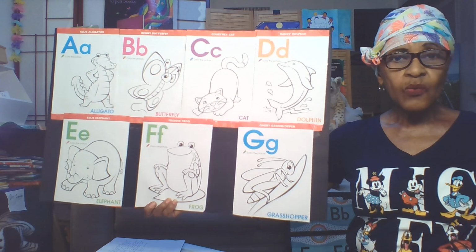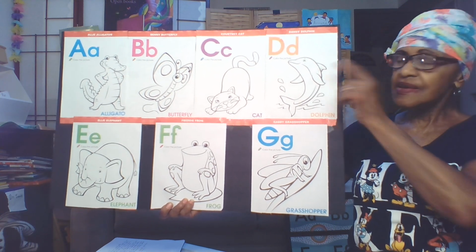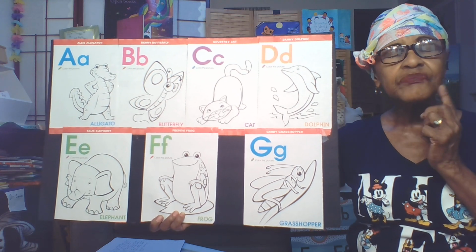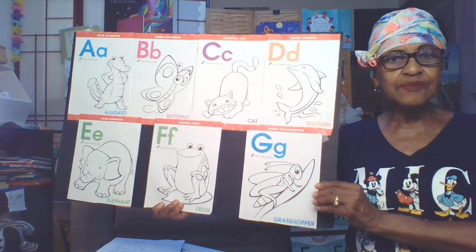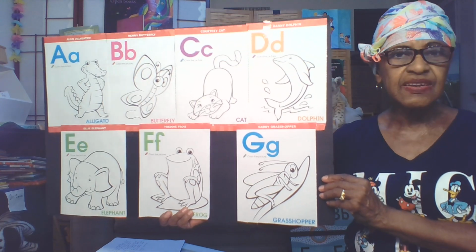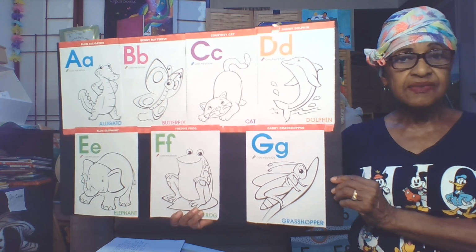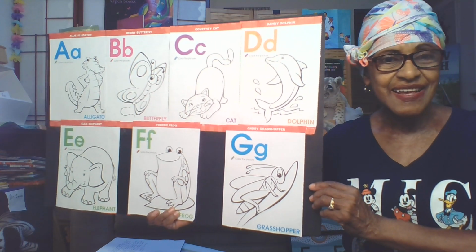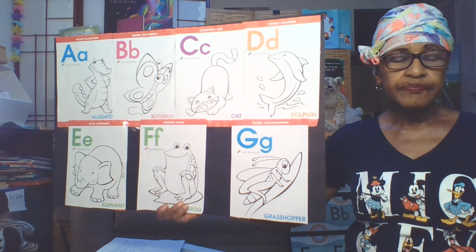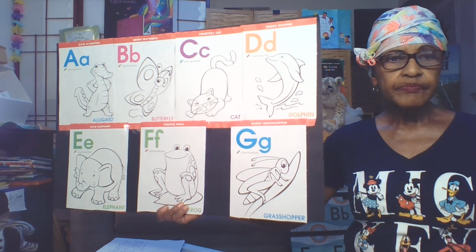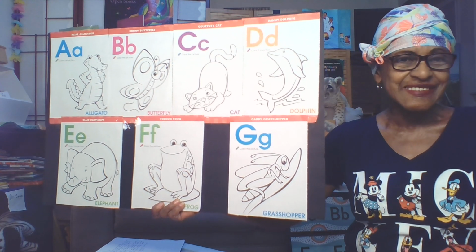Moving on. Where is D? Here it is. Now, what's the sound that D makes? Duh, duh, duh. Dolphin. Dog. Done. That was done.